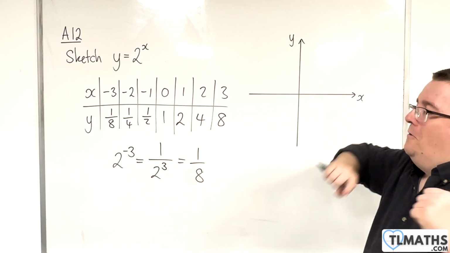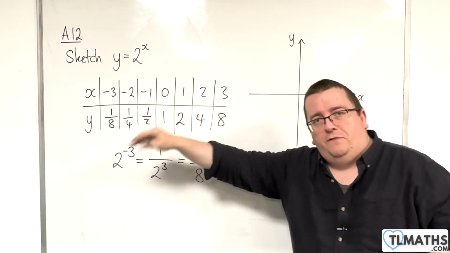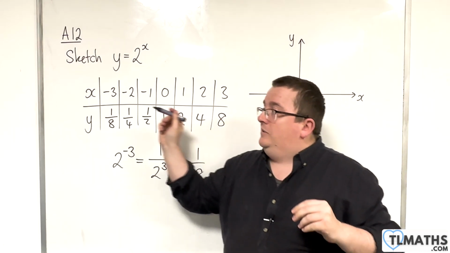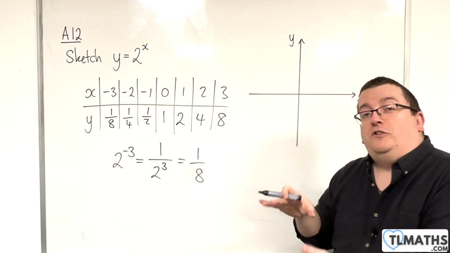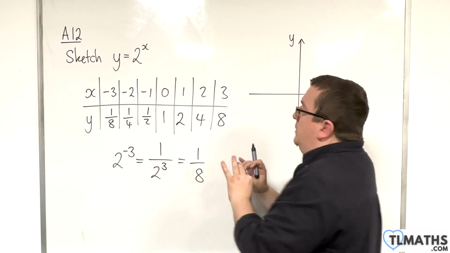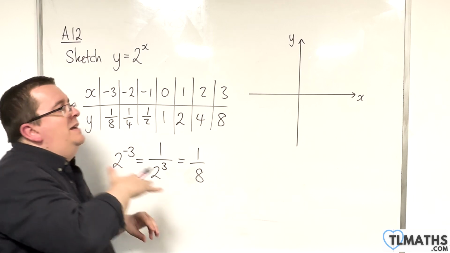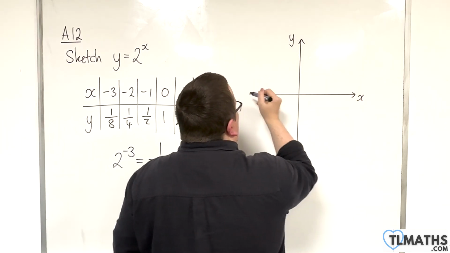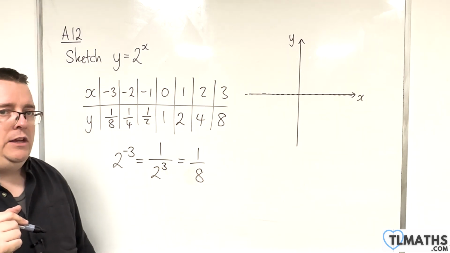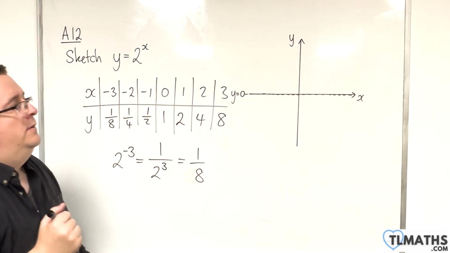1 over 16, 1 over 32, 1 over 64, 1 over 128, 1 over 256, 1 over 512, etc. Okay? So what's happening is that as x is going into the negative direction, the fractions are getting smaller and smaller and smaller, and getting closer and closer and closer to 0. So the curve gets closer and closer to 0 and tends towards it. And hence there is an asymptote, a horizontal asymptote at y equals 0. So on the x-axis.